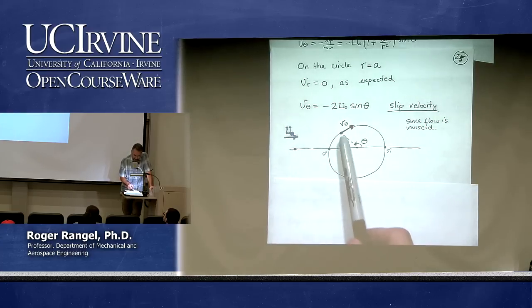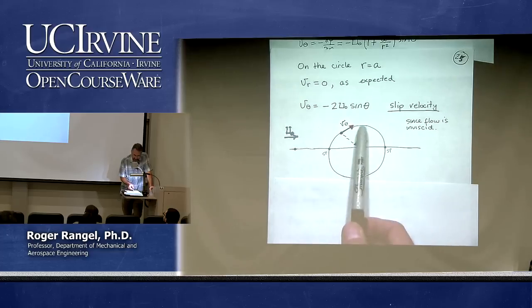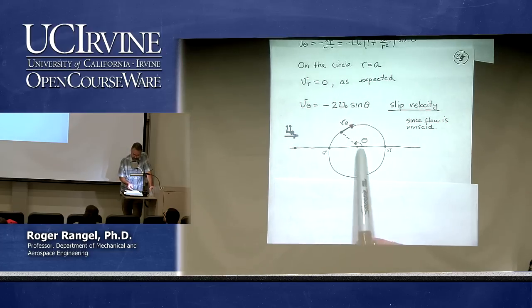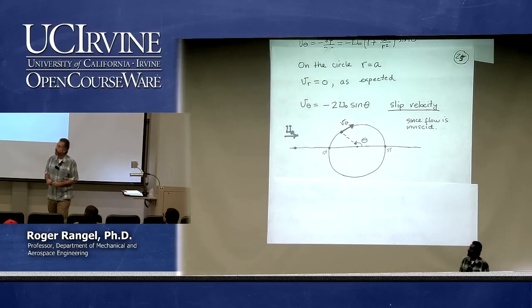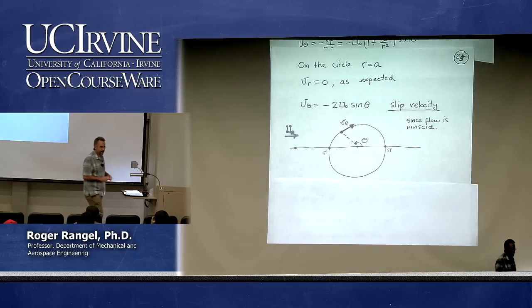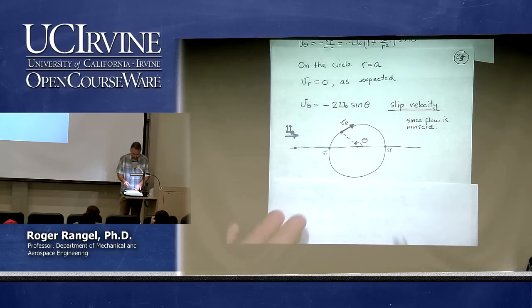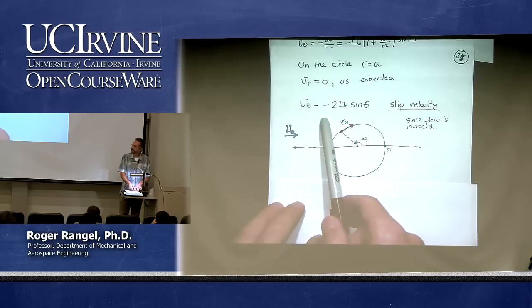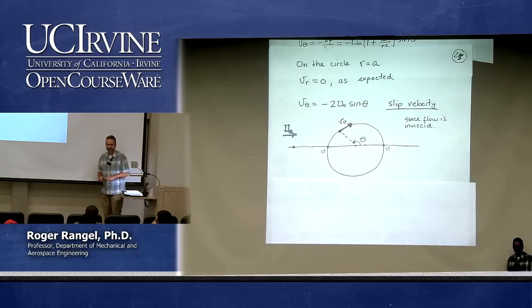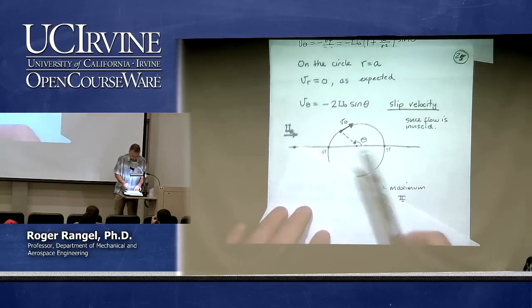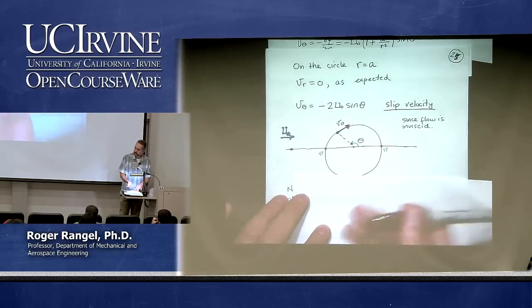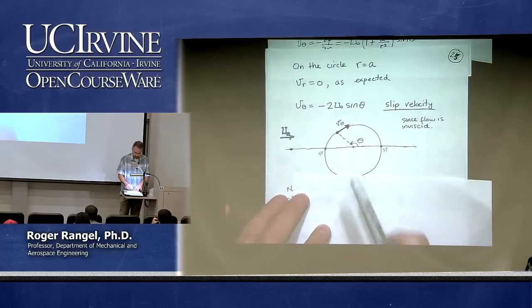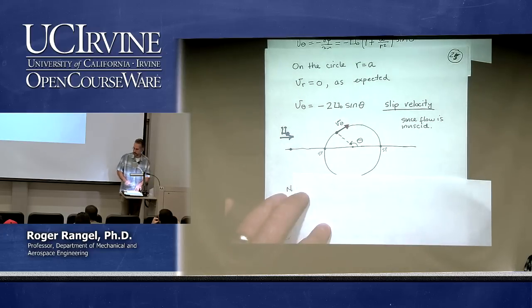And what is the velocity, for example, at the highest point, when theta is 90 degrees? And what is the value? It is 2 times u naught, right? 2 times u naught. So why is it negative? The negative is because theta is measured from the x-axis, like you see here. So theta is measured counterclockwise, and this velocity is clockwise. That's why there is a minus there.